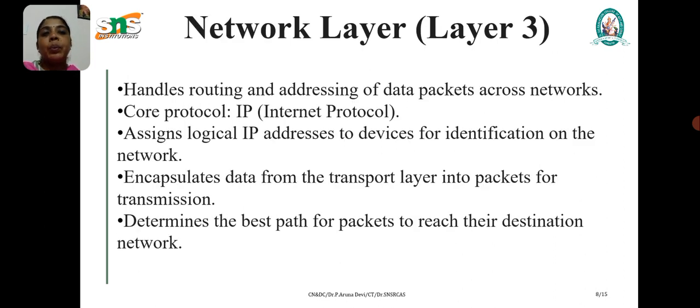Next, the network layer. Layer 3 is called the network layer. It is called the internet protocol layer. It provides the route for data delivery, that is, the routing and addressing of data packets across the network. It assigns logical IP addresses to devices for identification on the network. It encapsulates the data from transport into packets for transmission. Encapsulation means joining the data together for executing the information. It determines the best path for packets to reach their destination network.